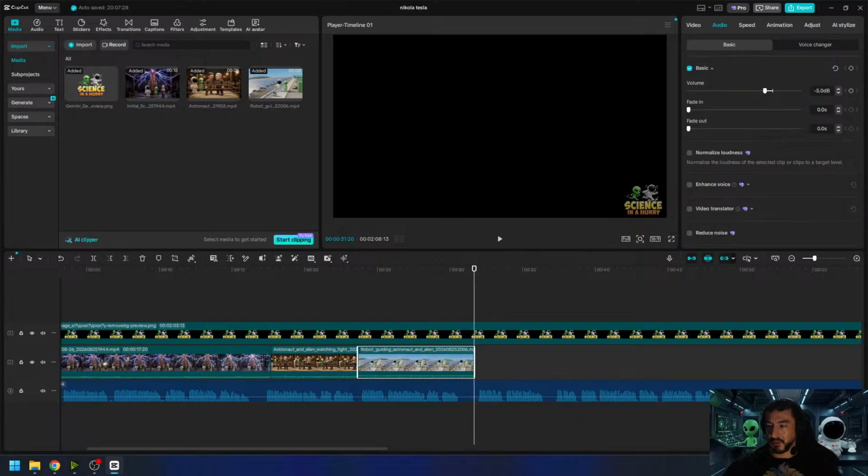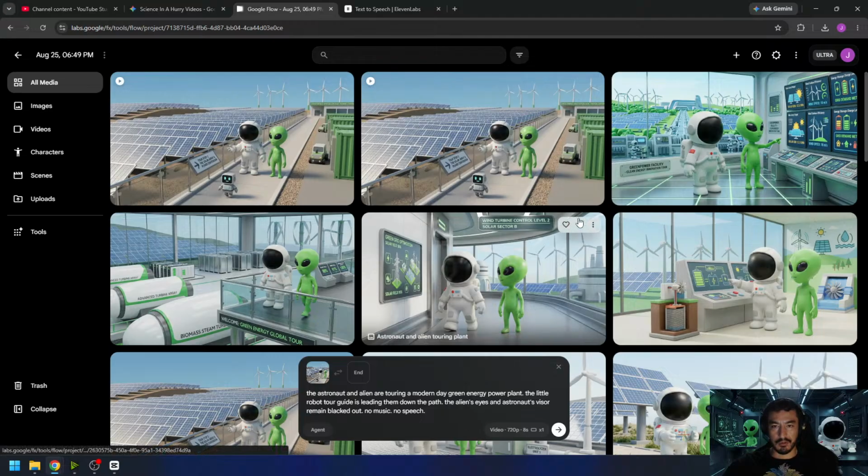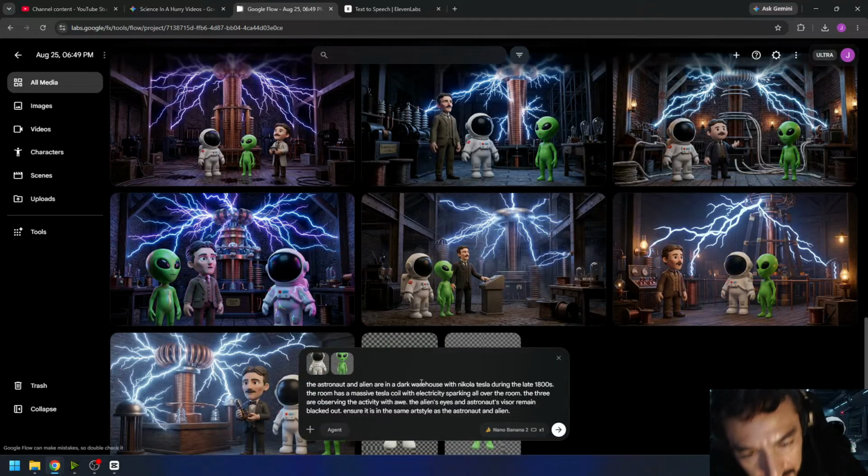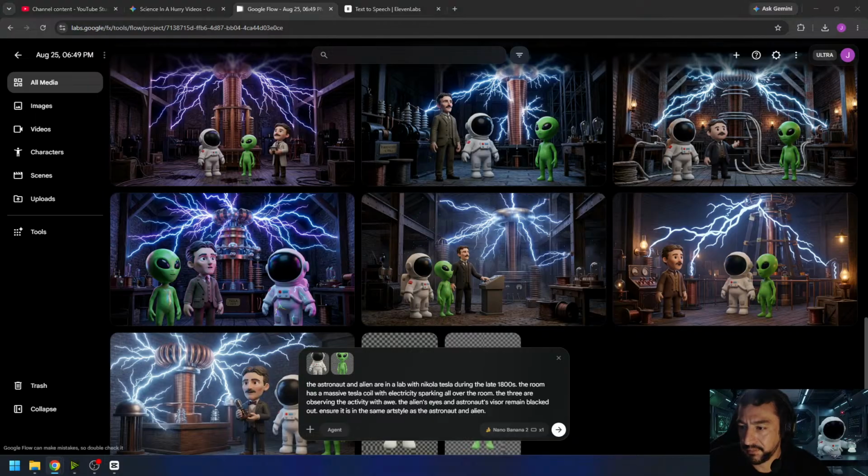Now let's see the next portion of the script. Tesla's greatest breakthrough was the alternating current electrical system. All right, so for that, what I'll do, that should be pretty easy. We're going to have the astronaut and alien in a lab with Nikola Tesla during the late 1800s. Let's see.